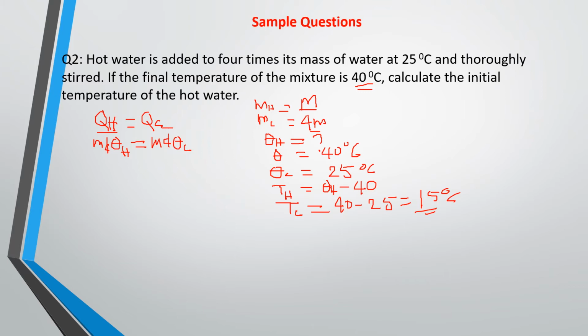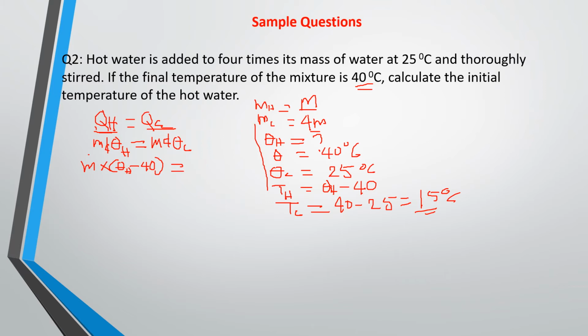Right? So now I have all these variables. Let's put them into this equation that we have, that heat loss by hot water is equal to heat gain by cold water. So the mass of hot water is m, times the temperature change for the hot water, which is theta H minus 40.